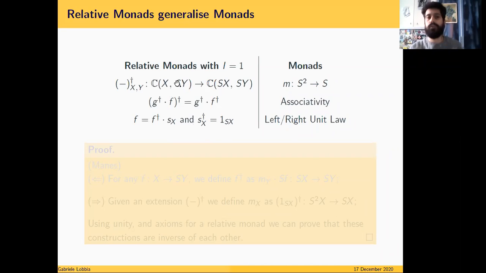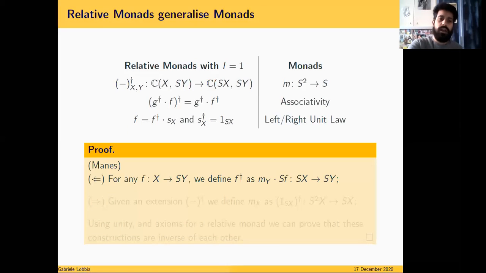Because when you work in classical categories, you have morphisms from X to Y that are actually morphisms from X to SY. And then to compose them, you use this extension. So the original reason why monads were described in this other way was to study Kleisli notions in an easier way. Let's briefly see how to go from one to the other.